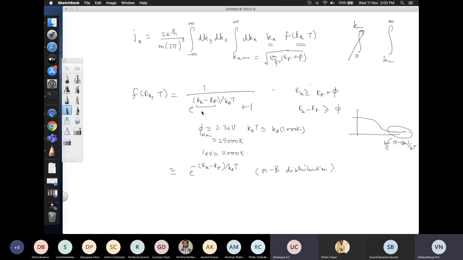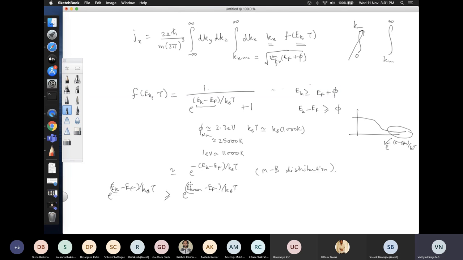Yeah, sure. So I am saying here that e to the power (Ek minus Ef) by kBT has to be greater than or equal to e to the power (Ek minimum minus Ef) by kBT. Do you agree with this? That Ek has a certain Ek minimum value, and the exponential of that has to be greater than or equal to the exponential of the Ek minimum. Is this clear?